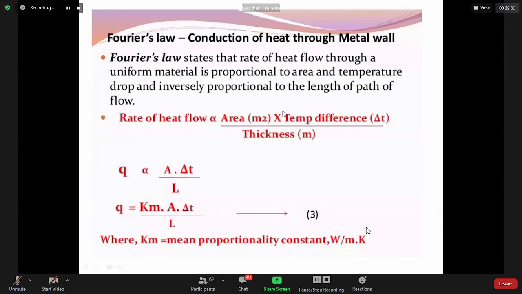Now, the rate of heat flow is proportional to the area through which it is flowing times the temperature difference, which is given as delta T, and then you divide by the thickness. The thickness is the distance through which this particular heat is going to flow.